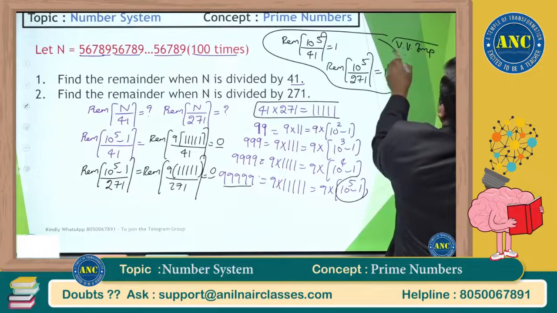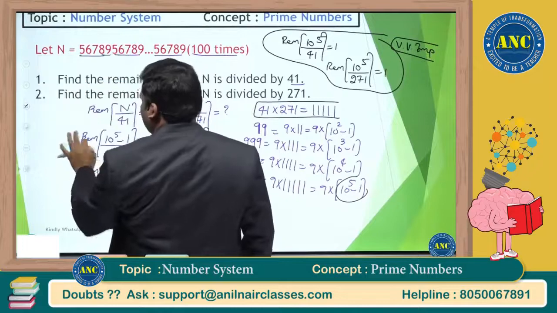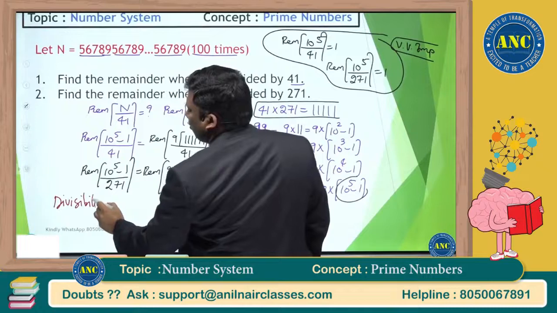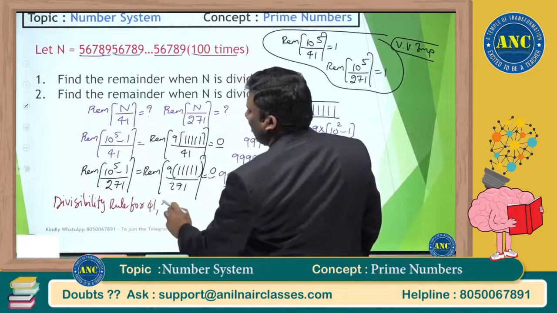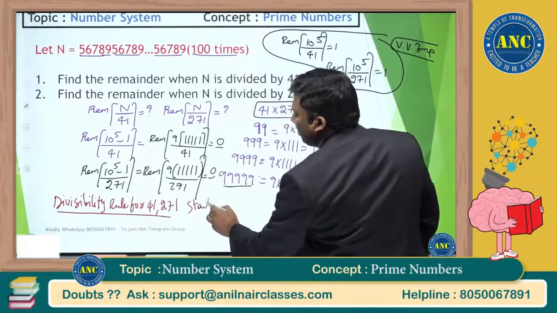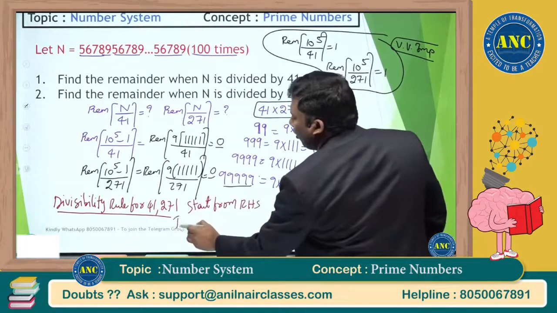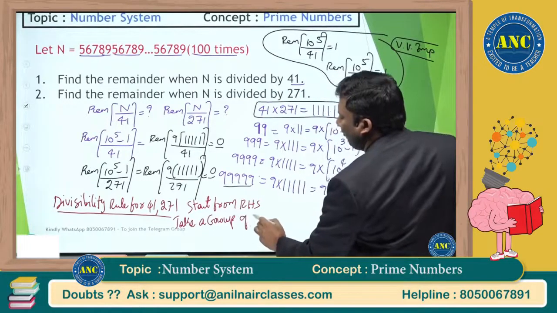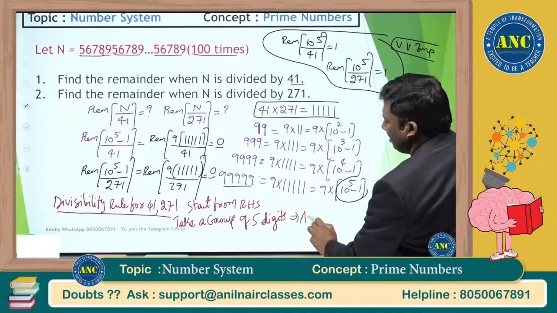What is the divisibility rule for 41 and 271? Please write down the divisibility rule for 41 and 271. What is the divisibility rule? Start from the right hand side. Take a group of 5 digits and add them.